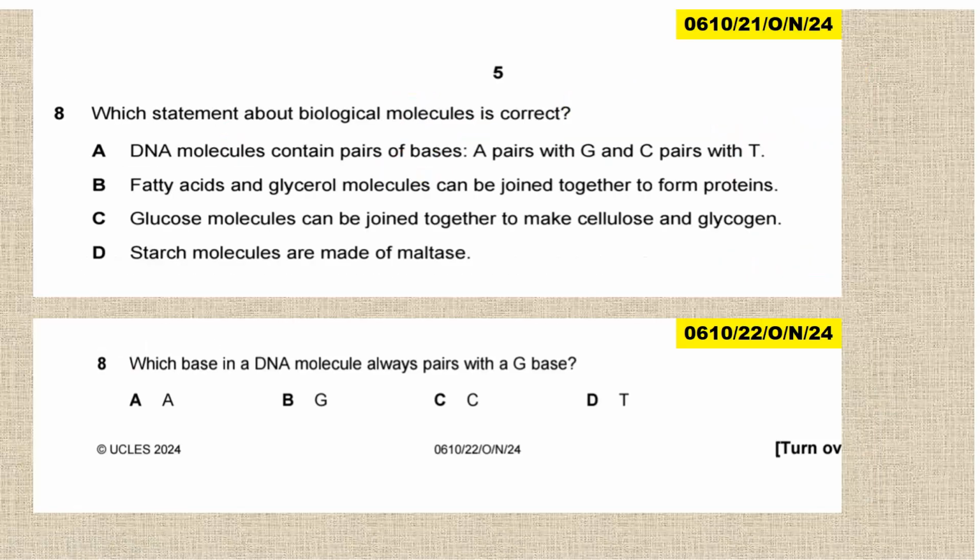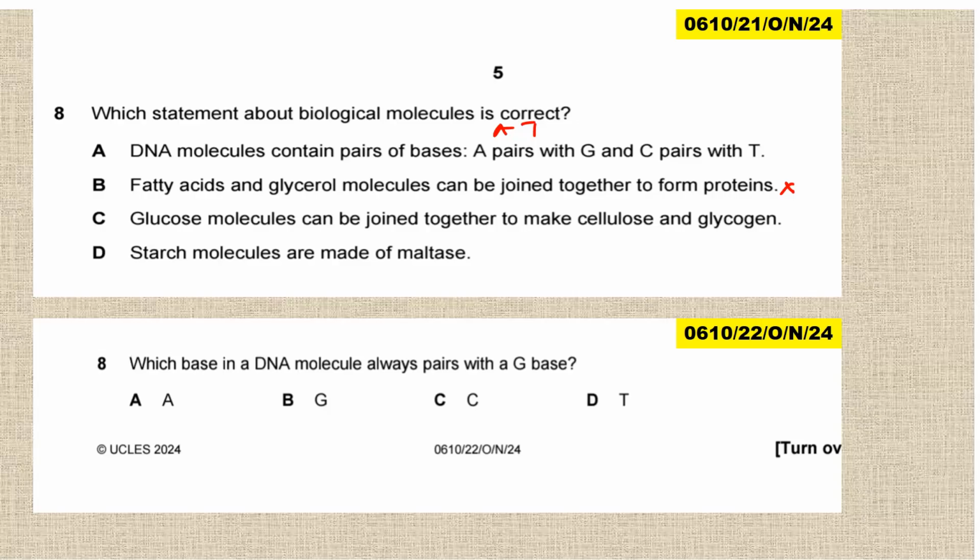Let us look at this one, which is paper 2, variant 1, October, November 2024. Which statement about biological molecules is correct? DNA molecules contain pairs of bases. A pairs with G? No. A pairs with T, so this is wrong. The second one, fatty acids and glycerol molecules can be joined to form a protein? No, they form fats.